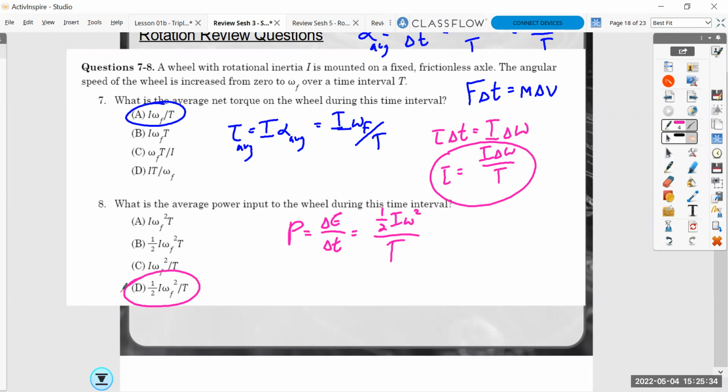And I will note, you could reason that out. A and B are bad choices because they suggest that if it takes more time, then there's more power. Power is energy divided by time. It should require more power if things take a shorter amount of time. The 1/2 I omega squared is just our rotational kinetic energy.